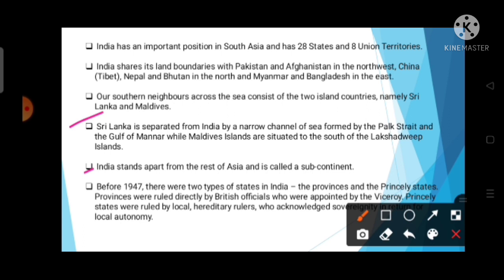India stands apart from the rest of Asia and is called a subcontinent. I told you this, that India has a strategic position apart from the rest of Asia, and that's why it is called a subcontinent. Do you know, before 1947, there were two types of states in India, the provinces and the princely states. Provinces were ruled directly by British officials who were appointed by the viceroy, whereas princely states were ruled by local hereditary rulers who acknowledged sovereignty in return for local autonomy.